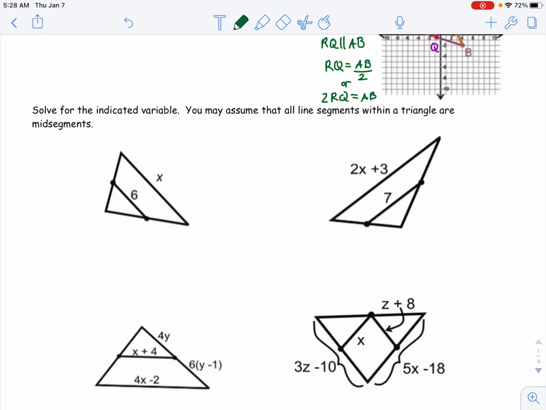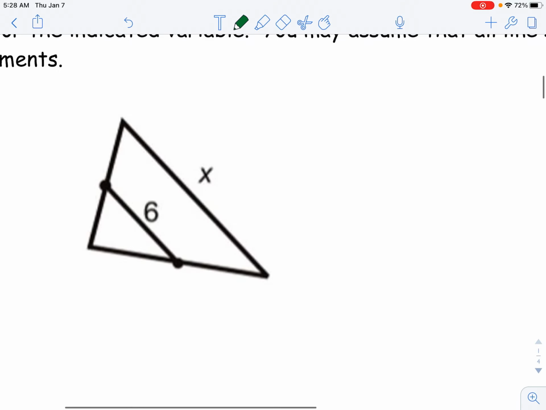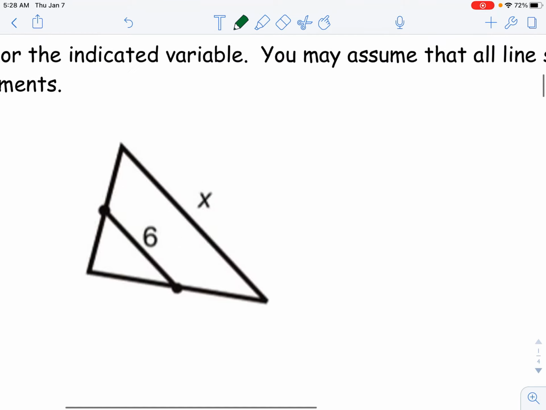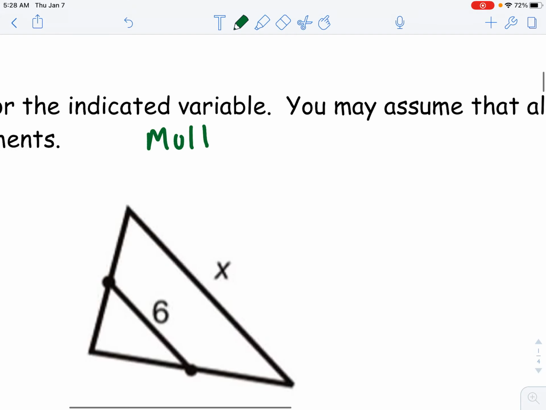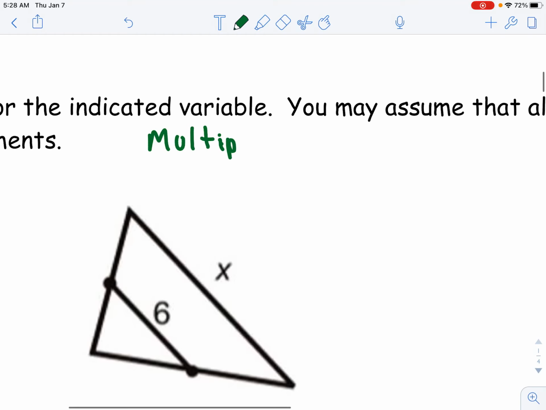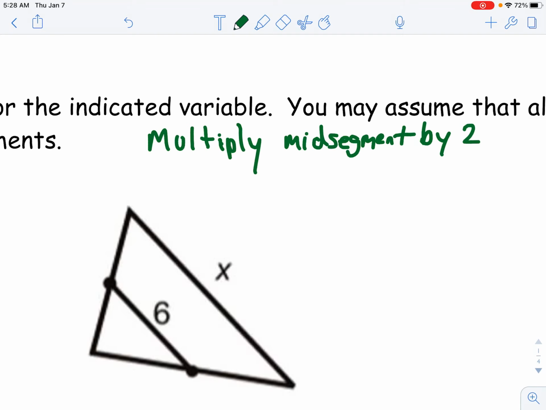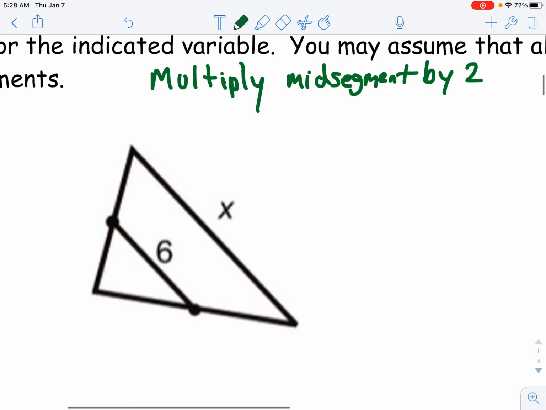Alright, solve for the indicated variable. You may assume that all line segments within a triangle are mid-segments. So what I prefer, and this is a piece of advice, is always just multiply the mid-segment by 2. You can technically divide the opposite side by 2, but then you run into fractions and decimals at times.